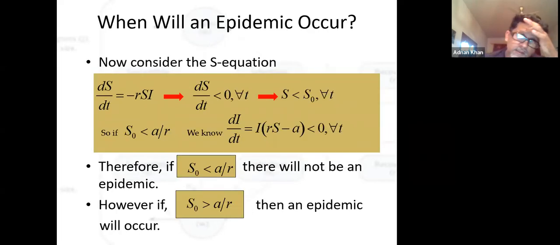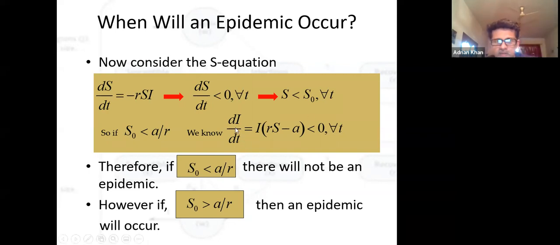So here's the other way to look at it: S is always a decreasing function, because S and I are always positive. They are numbers. R is a rate, which is always positive. So S is always less than S naught, right? And so if S naught at time 0 is less than A upon R, then this quantity is negative and dI/dt is negative. So you will not have an epidemic.